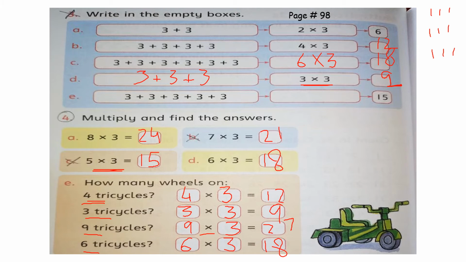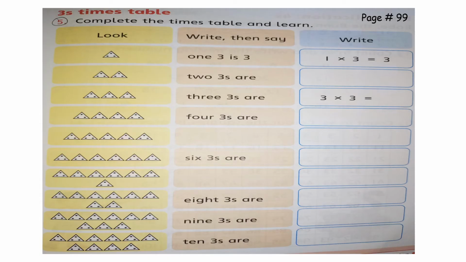Now come to the next page. Here we have to write the times table of 3. So let's write. First is already done. 1 three is 3. Now you have to do this. How many triangles are here? 2. And how many dots are in each triangle?